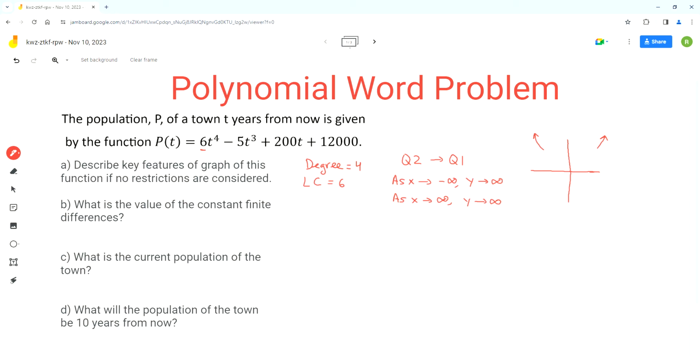Now we have to find part B. What is the value of the constant finite differences? For that we have to use the formula for finite differences, which is the leading coefficient times the factorial of the degree. In this case, the leading coefficient is 6. So we can do 6 times, and the degree is 4, so it's 4 factorial.